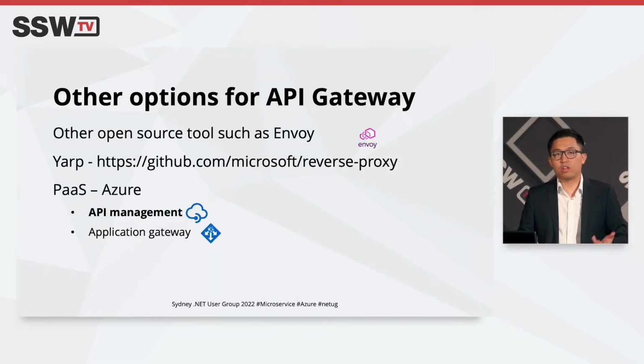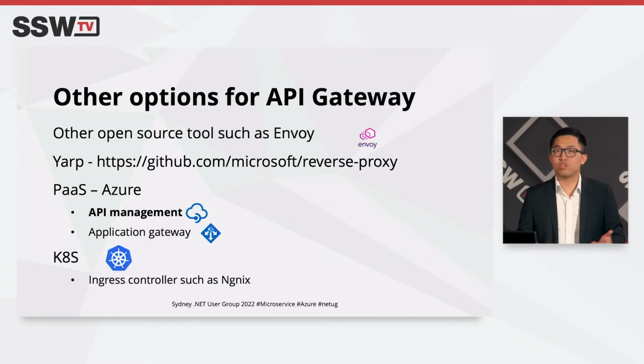And then another alternative is Application Gateway. It's often used with your Kubernetes cluster. Basically, I don't use it with other types of hosting models for the subsequent services. So here we have Kubernetes. You can use Application Gateway, or you can have another type of ingress controller such as NGINX. Again, you have to build your own API gateway if you choose to use NGINX.